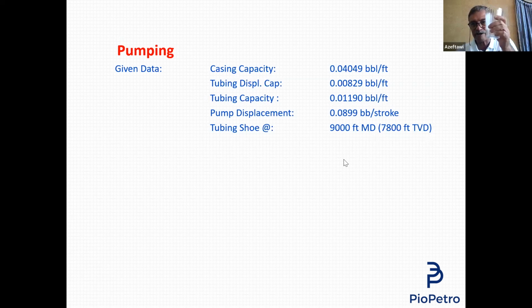My well was full of 500 barrels. I'm running the production tubing. When I run the production tubing, 50 barrels are out. My question: what is the total volume of this well in front of me now, in front of you now?